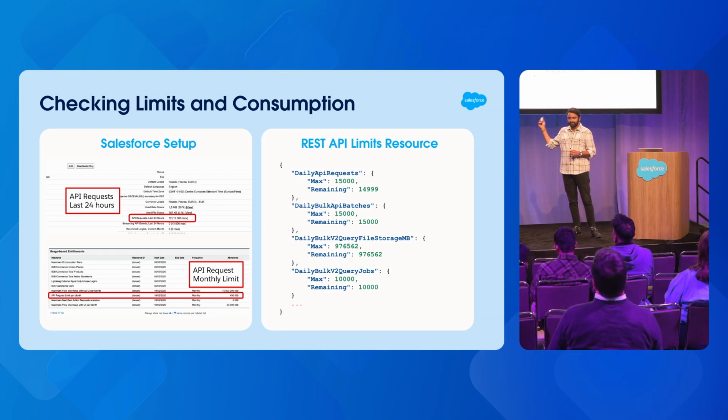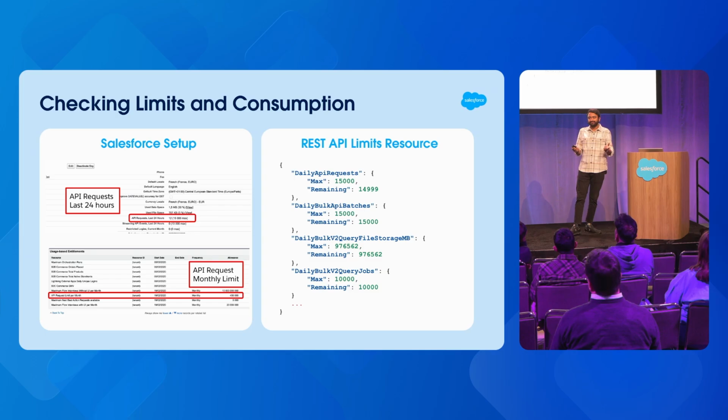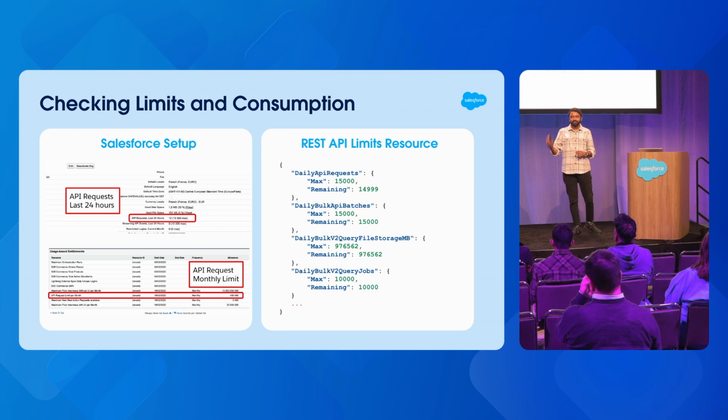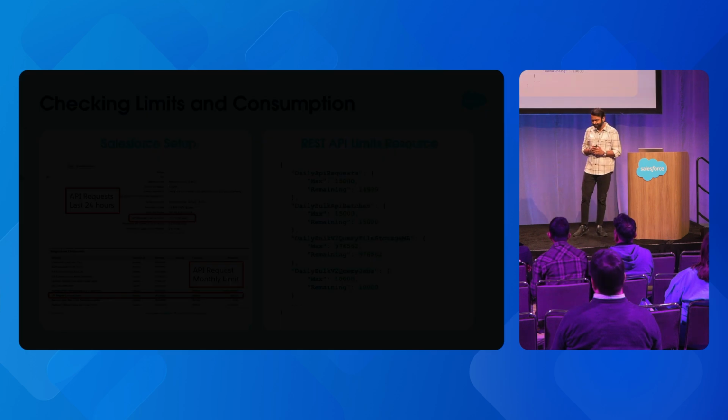The limits are pretty generous, by the way. It's 1 million requests or something that you have for 24 hours. Again, it depends on your edition, the number of licenses you have, and so on and so forth. So that's something that you have to consider whenever you're making API callouts. If you have a system that is polling every 5 seconds, it might hit your limits. So plan your integrations accordingly.